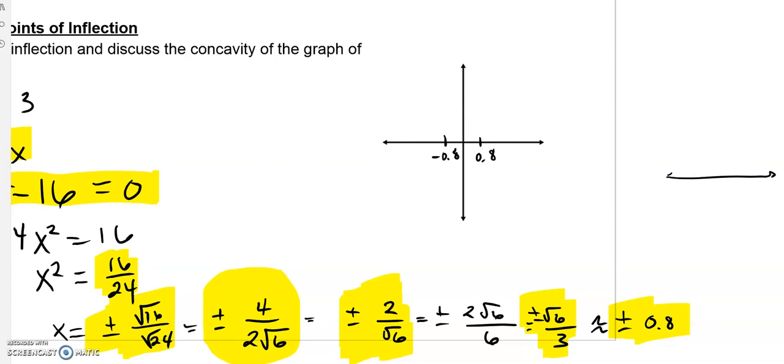So we are going to look. So here's negative 0.8 and here is positive 0.8. So we can look at 0. Let's look at negative 1 and 1. So the second derivative at negative 1, the second derivative at 0, and the second derivative at positive 1. Go ahead and compute these. Again, all we care about is if they're positive or negative.